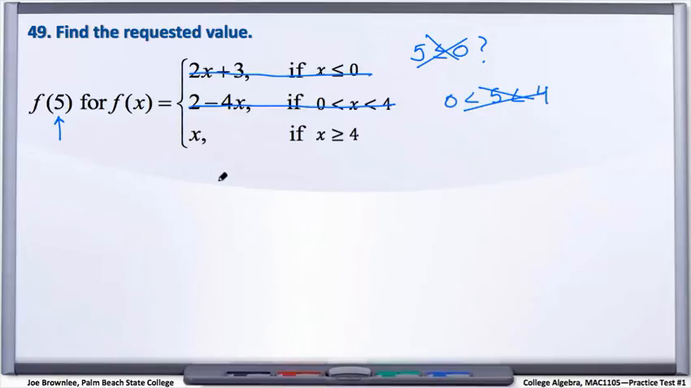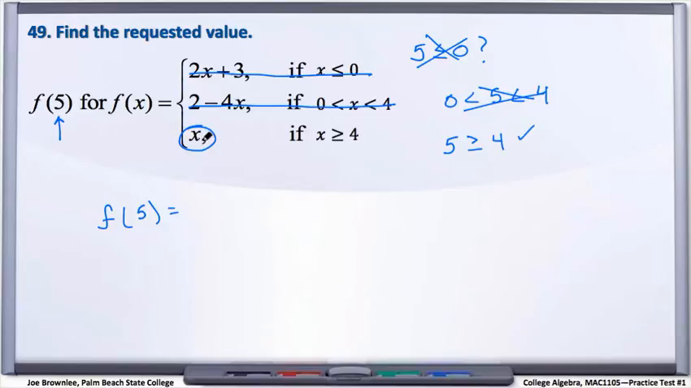And lastly, here we have f of x equals x if x is greater than or equal to 4. Well, is 5 greater than or equal to 4? Yeah, it sure is, isn't it? That's a true statement. And so we know that we're going to use this piece of the piecewise function to evaluate. So we have f of 5 is equal to, and again, we're just plugging in this 5 anywhere we see an x in this piece of our piecewise function.